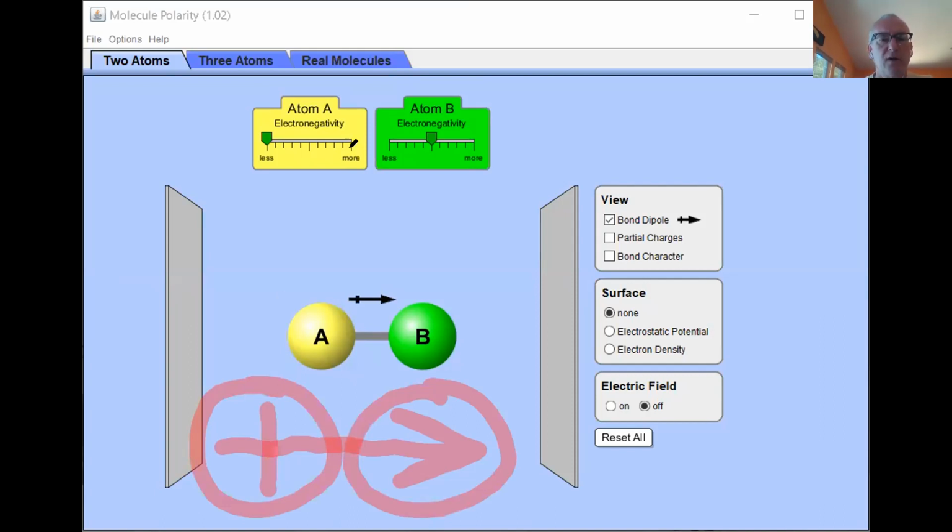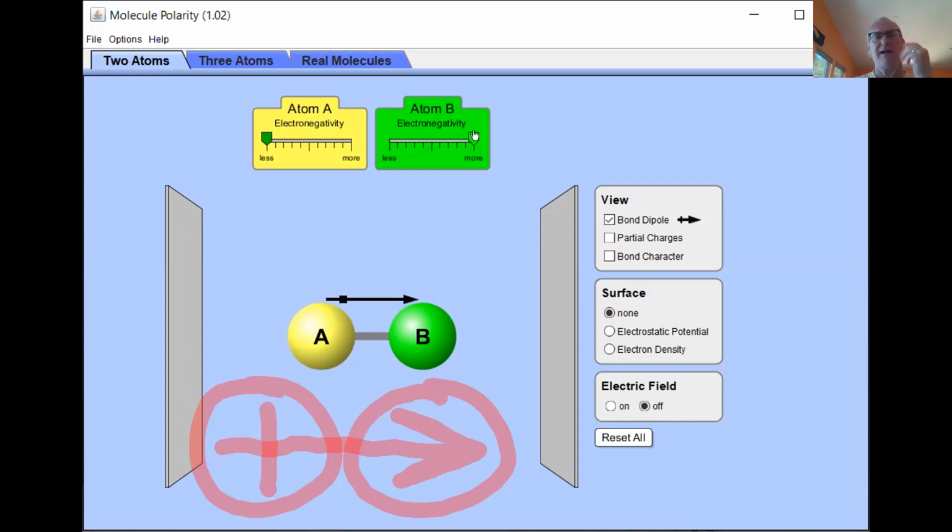So notice what happens as we move atom B. If we make atom B extremely electronegative, watch what happens to our arrow. It gets longer and longer. This is a measure of the amount of the dipole.